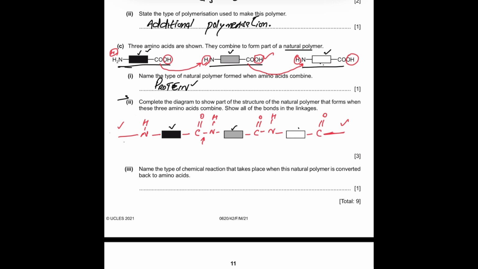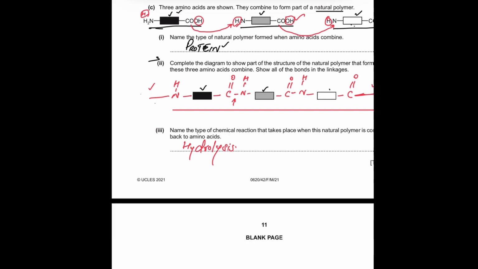Name the type of chemical reaction that takes place when this natural polymer is converted. So you have to convert this natural polymer, protein, back to its monomers. So what have we removed? We have removed water from these monomers. So we have to give back water, and giving back water is a process known as hydrolysis. This process is hydrolysis.